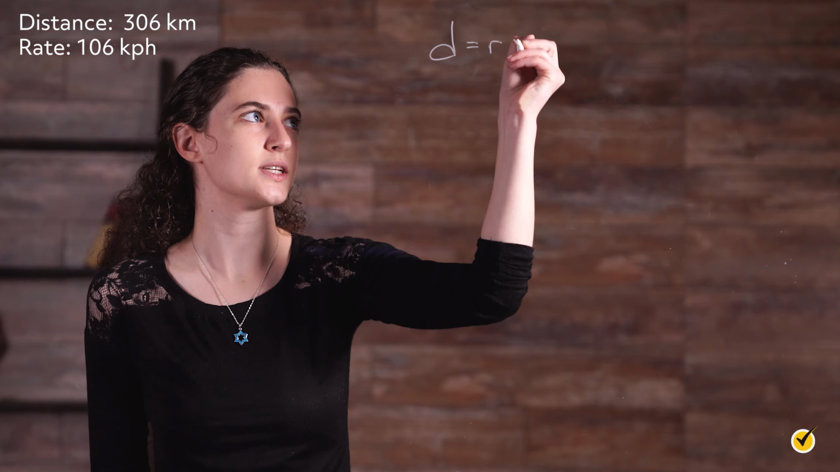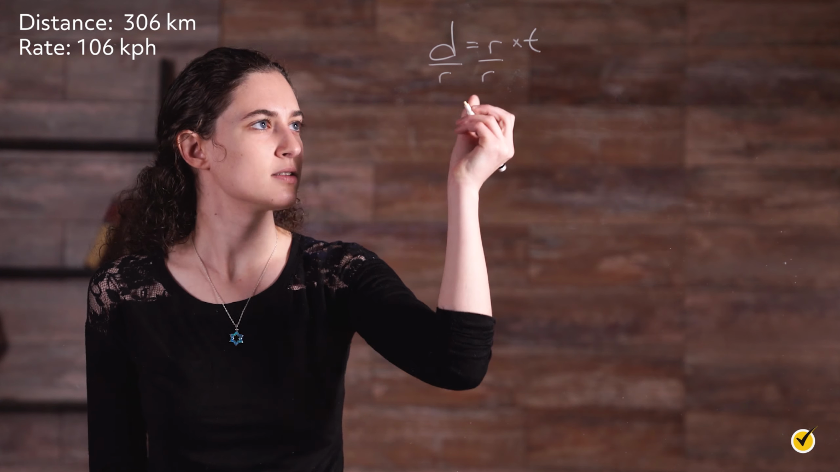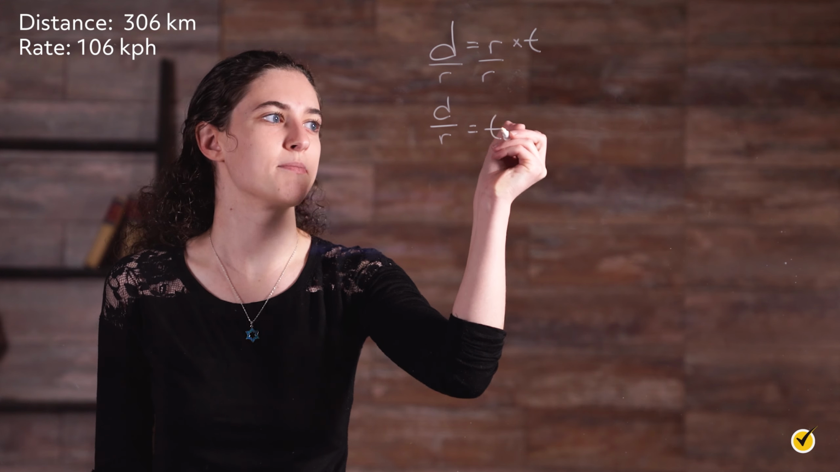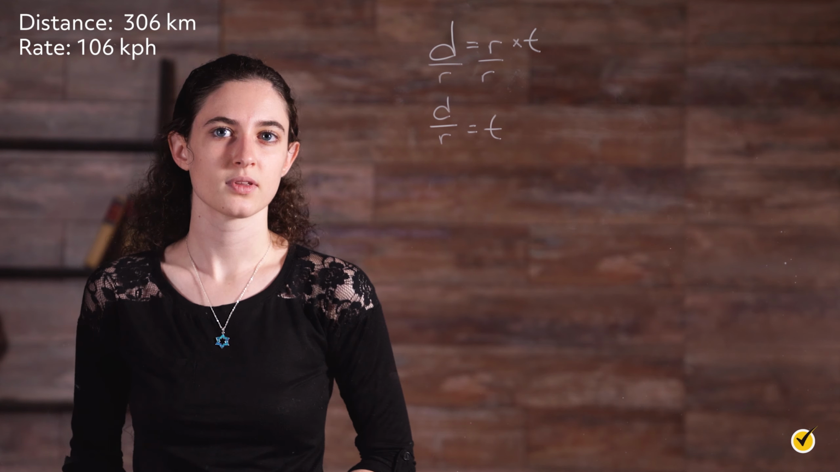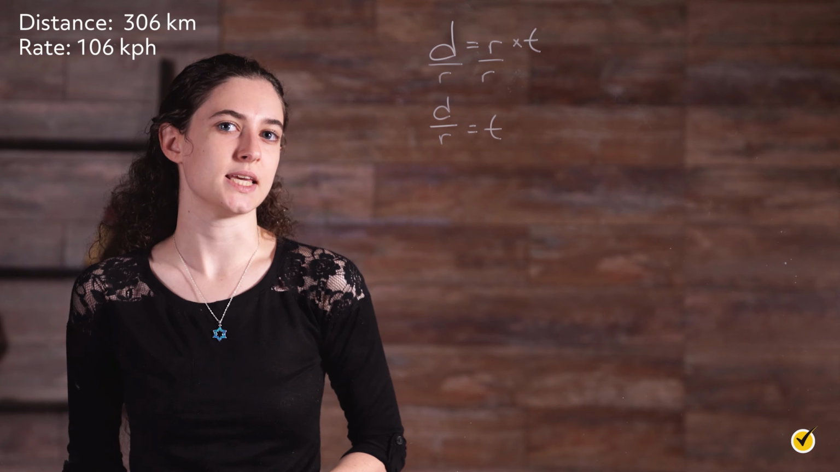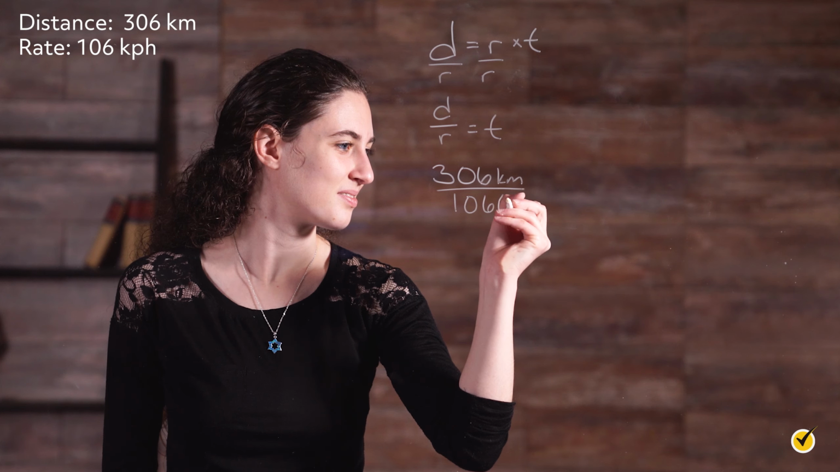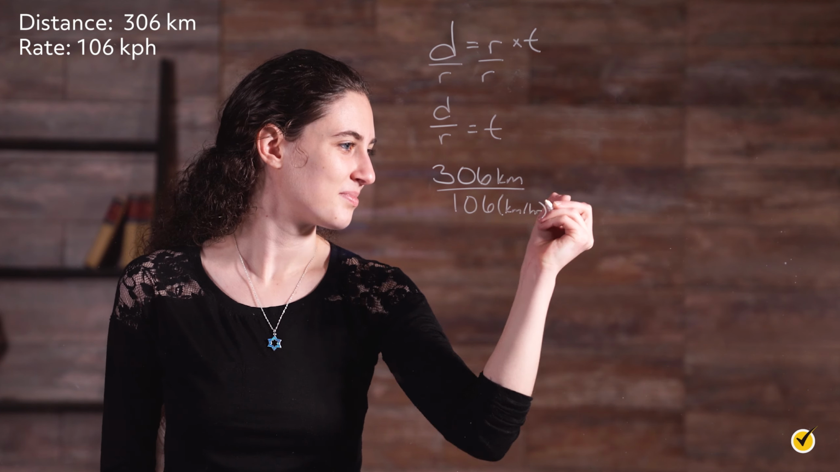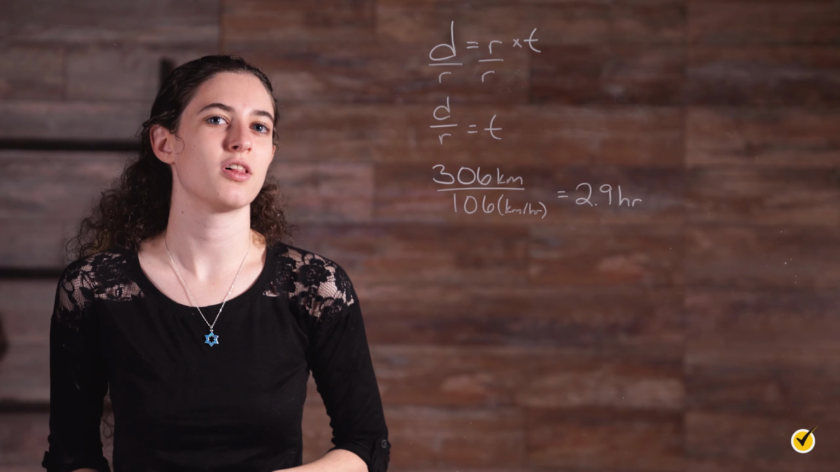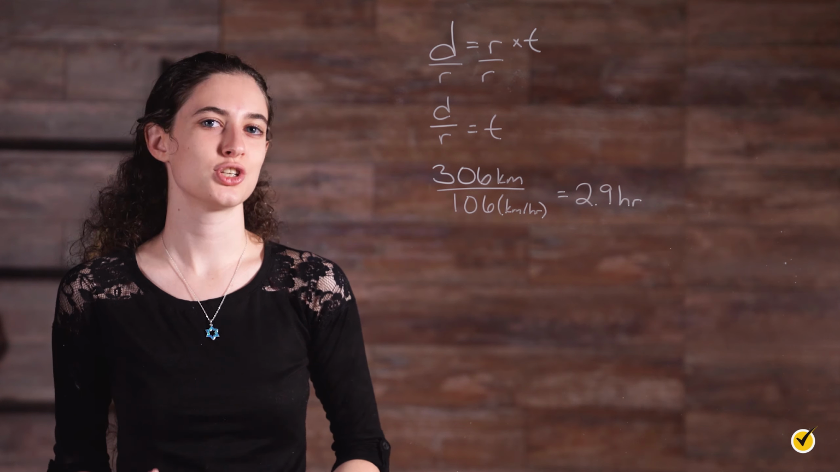Distance equals rate times time. If you divide by r on both sides, you get distance over rate equals time. Now we're going to substitute the given information and solve for the time t. In this example, the distance unit of kilometers cancels out, leaving the number of hours the trip will take, 2.9 hours.